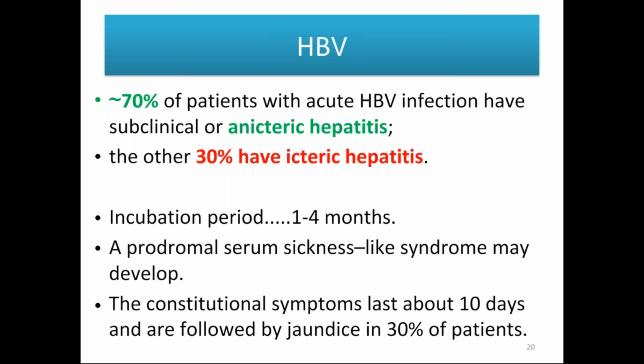And coming to hepatitis B symptomatology, about 70% of the patients with acute hepatitis B virus will have subclinical anicteric hepatitis. That is, the patient will not have jaundice but will have hepatic inflammation. So early diagnosis is somewhat difficult, and there can be a delay in diagnosing hepatitis B. So 70% will have anicteric hepatitis and the other 30% will have icteric hepatitis. And the incubation period is about 1 to 4 months. Usually it is about 3 months.